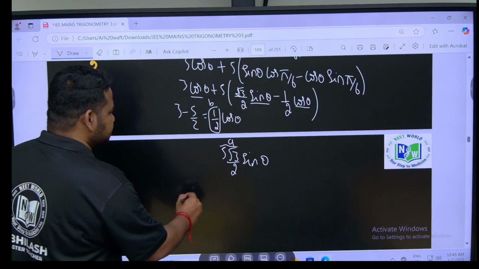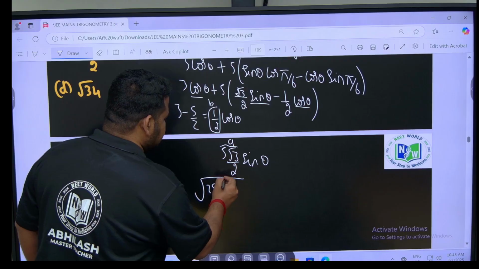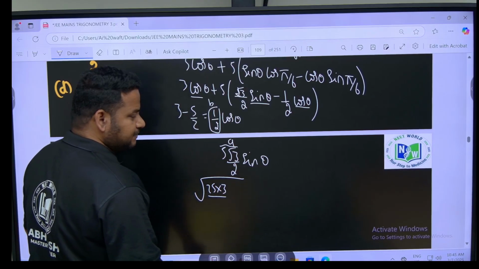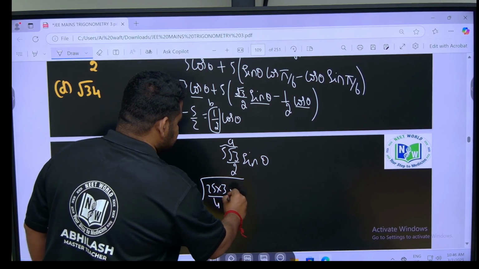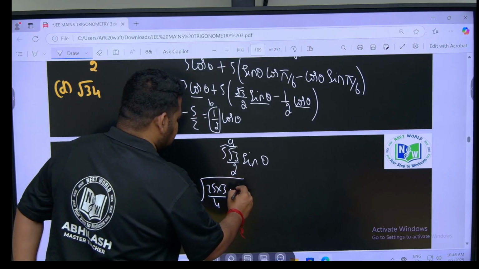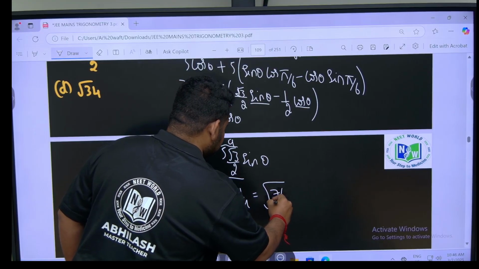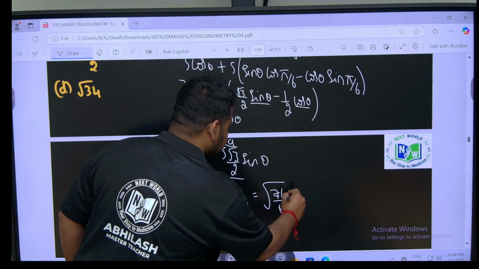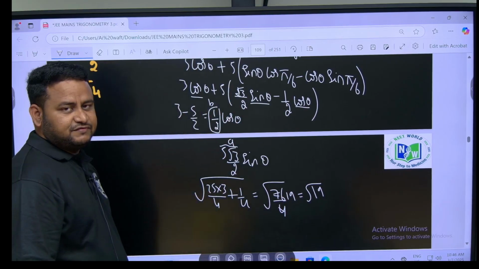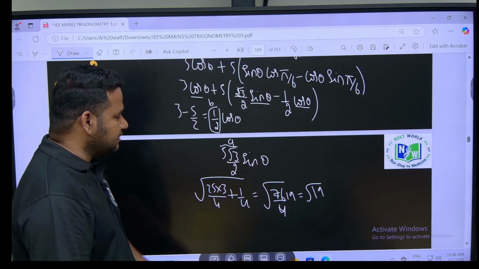Root of a square plus b square is what? That is nothing but root of 25 into 3 by 4 plus half square, that is 1 by 4. This will give root 76 by 4. 25 into 3 is 75, 75 plus 1 is 76. So root 76 by 4, 4 19s are 76, so this is root 19.